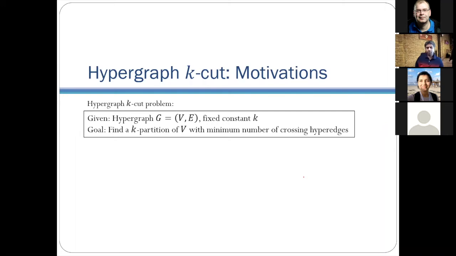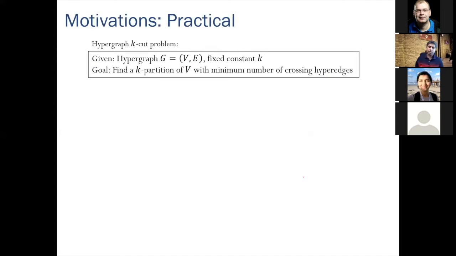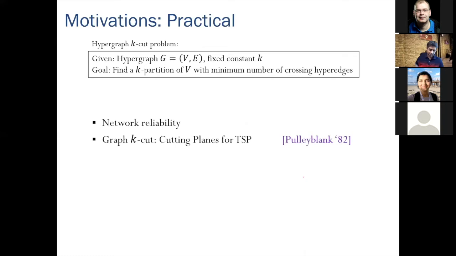Okay, why do we care about this problem? There are both practical as well as theoretical motivations to study this problem. On the practical side, it has applications to network connectivity, reliability, clustering, etc. The partitioning viewpoint has applications in clustering. And moreover, the special case of graph K-cut is important for solving the traveling salesman problem. Graph K-cut is used to generate cutting planes while solving the traveling salesman problem.